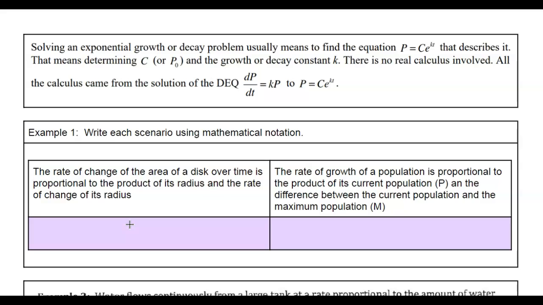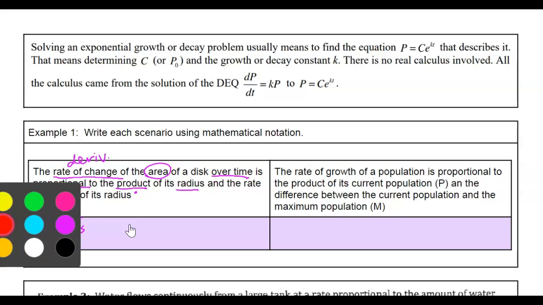On scenario number 1, if they don't give you variables to use, then you're going to define your own variables on a free response question. So it says the rate of change of the area. Rate of change implies the derivative of area. So I'm going to let A equal area. Over time, that means time is our variable, is proportional. So I'm thinking k times the product, which means to multiply, of its radius and the rate of change of the radius. So I'm going to let R equal radius.